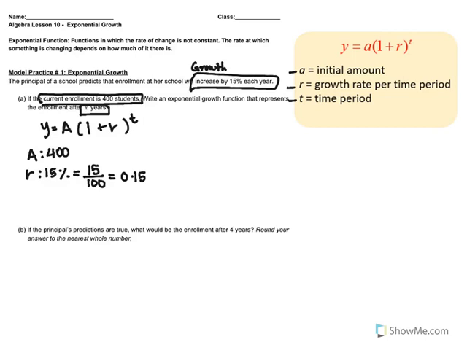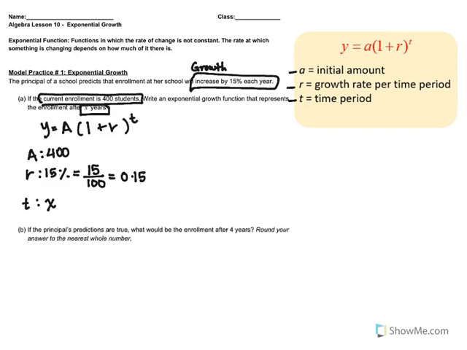Make sure you double check in your calculator, because sometimes you might have some extra zeros, or you're missing some zeros because you think you're dividing it correctly. And then my time, how much time has passed? It tells me to write an exponential growth function that represents the enrollment after x years. So do I know how many years have passed? No, right? They don't tell me how many years have passed, but they're telling me that we're going to use the variable x to represent that.